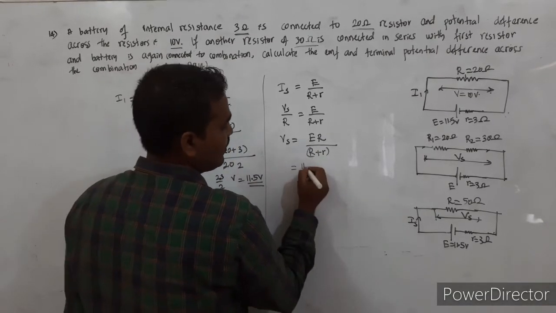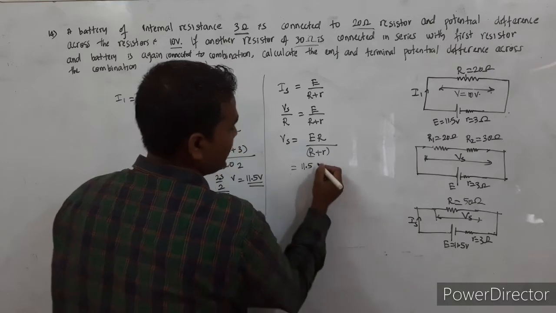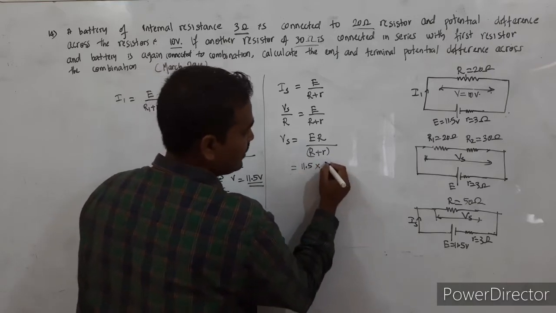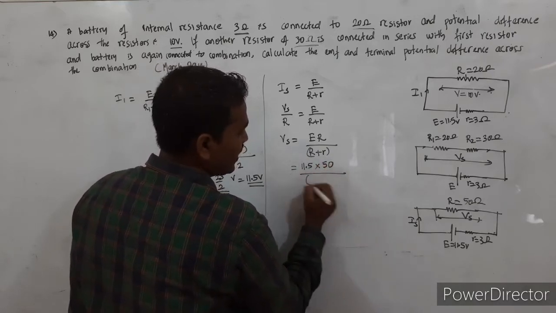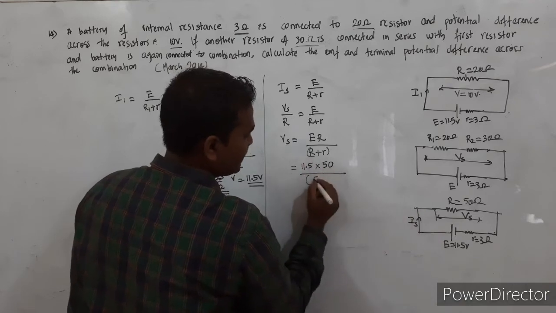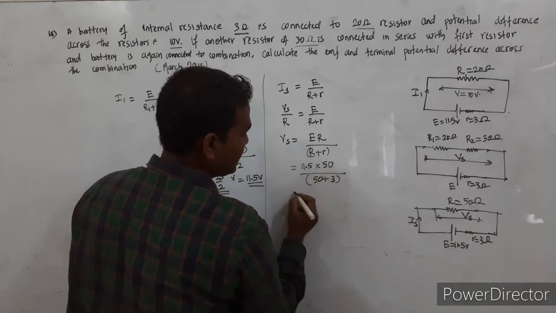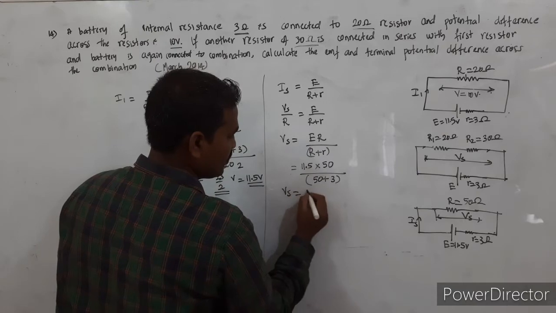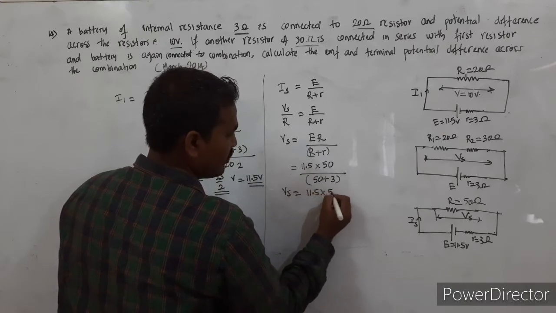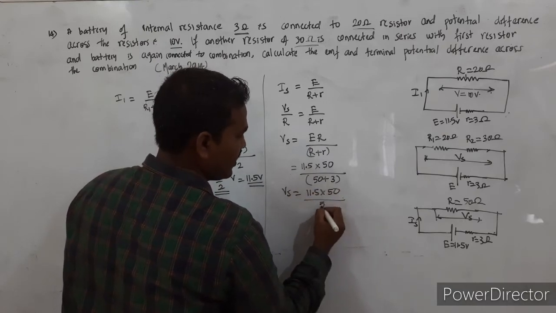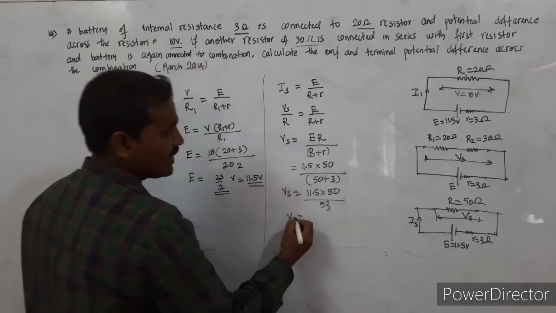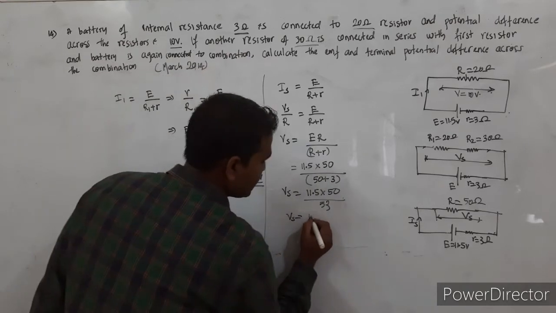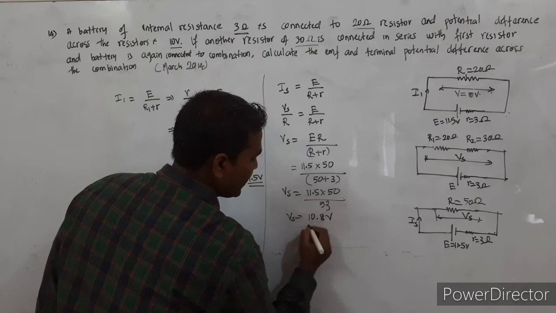Capital E is how much? 11.5 volt into capital R is 50 ohm divided by 50 plus 3. So Vs is equal to 11.5 into 50 divided by 53, and after simplifying I get Vs is equal to 10.8 volt.